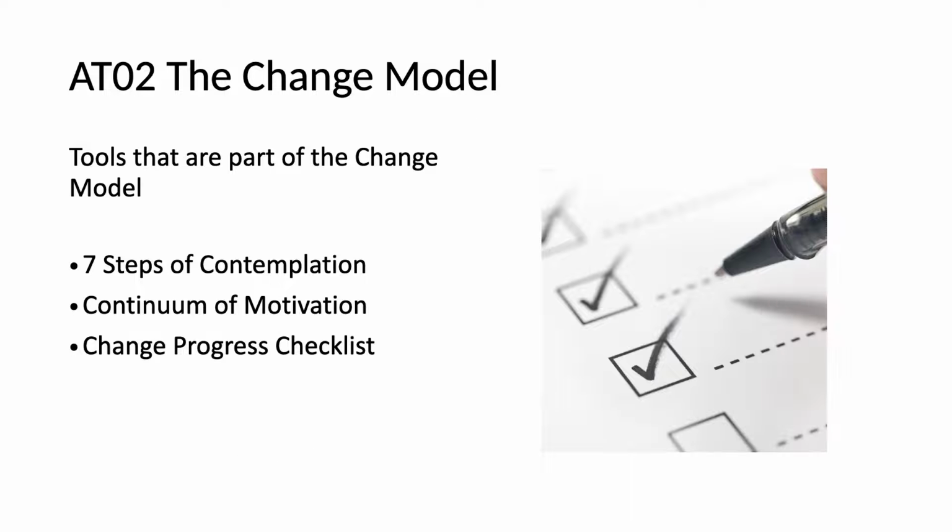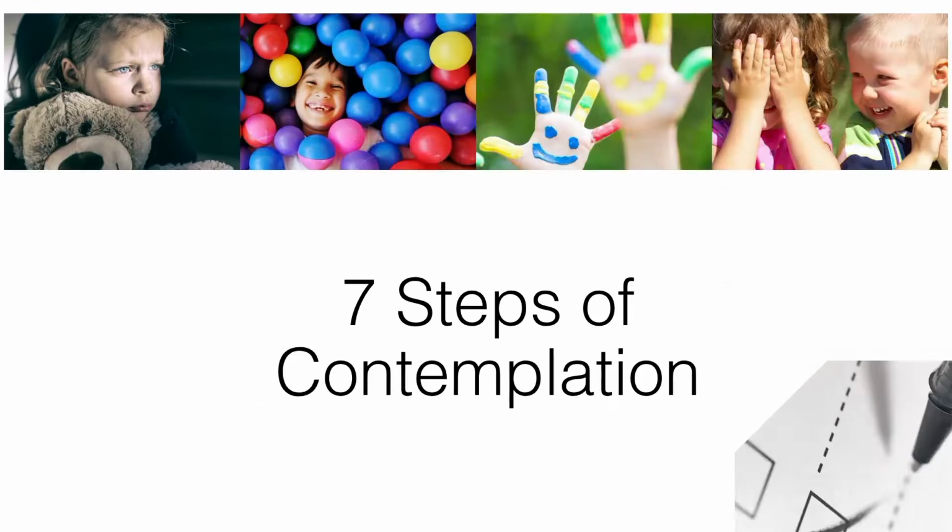The third tool is the change progress checklist. This records where the person is at that time on the stages of change. It records the stage the individual has achieved on their change and provides a record of supporting evidence. We'll look at each of these in detail.